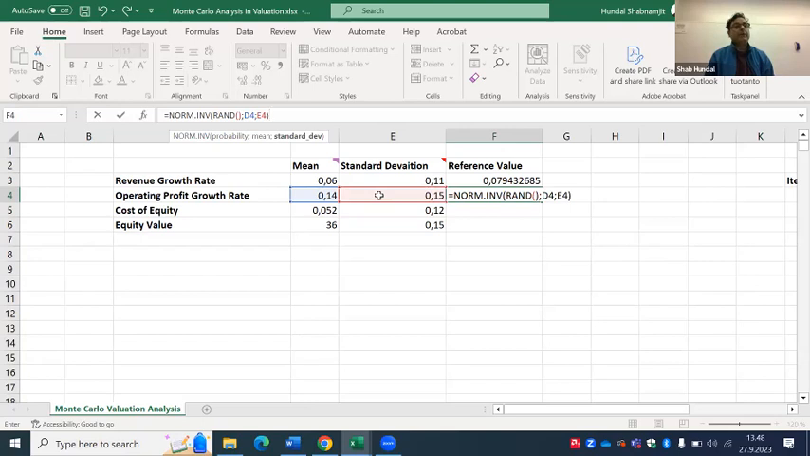Okay. Look, we type in norm. There'll be many normal distribution variations. You pick the norm dot inverse, inv. And then something shows up. Then you select random number. But you know why I close the bracket without typing anything there? Do you have any idea?